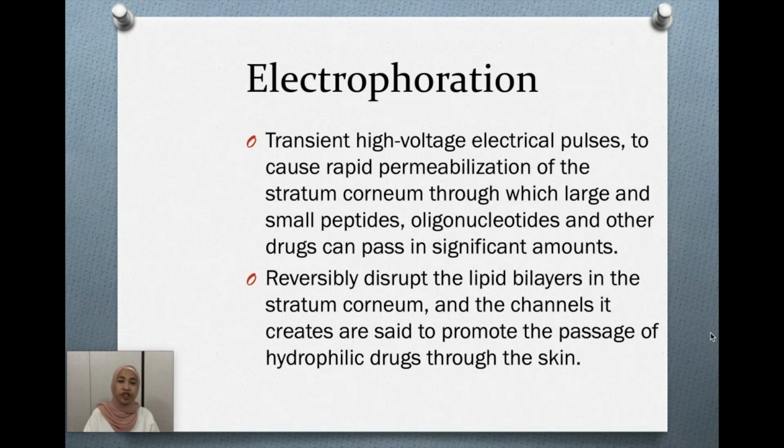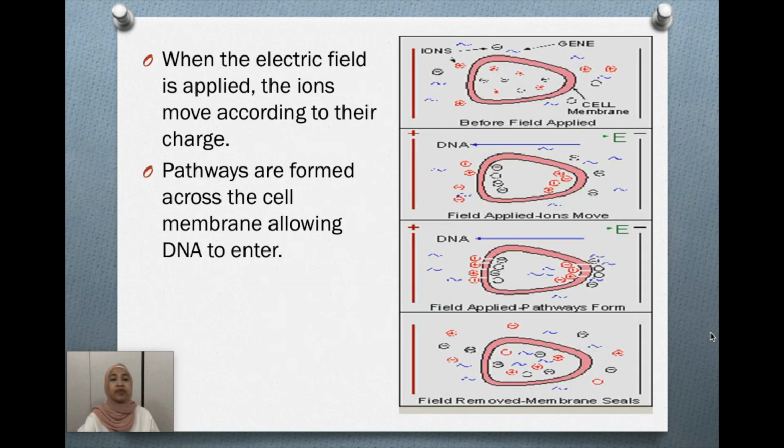Another one is electroporation. Just now for iontophoresis, you have small electric currents, but electroporation uses a transient high voltage of electrical pulses. You direct the high voltage to the skin and you get rapid permeabilization of the stratum corneum. Therefore, you can target large drugs such as peptides and oligonucleotides. It reversibly disrupts the lipid bilayers in the stratum corneum and produces a channel. Once you have that channel, you can promote the passage of hydrophilic drugs or large molecular weight drugs through the skin.